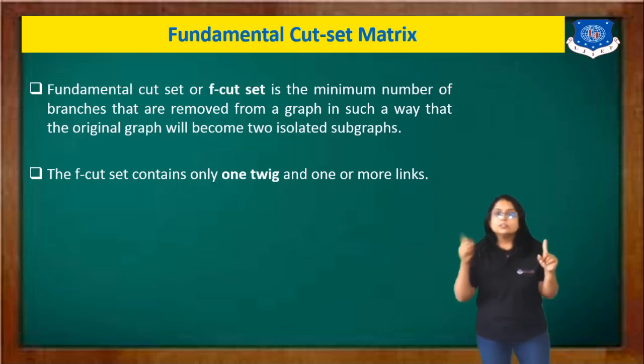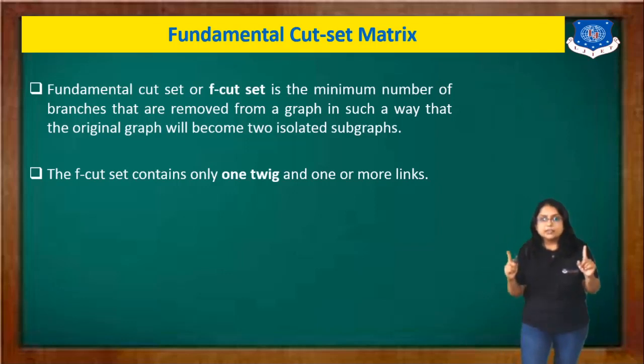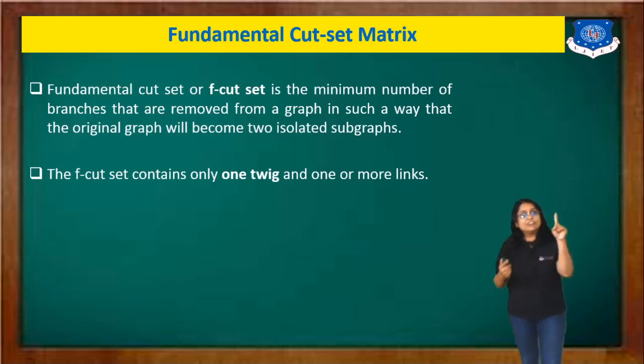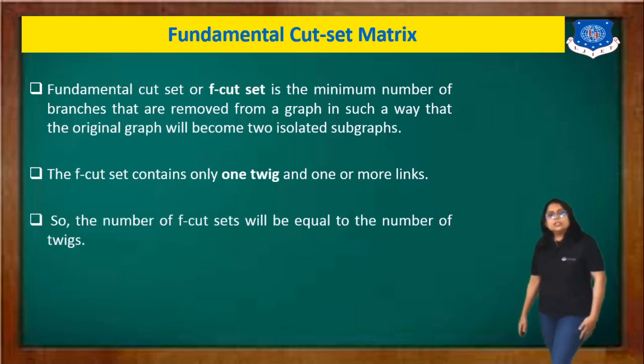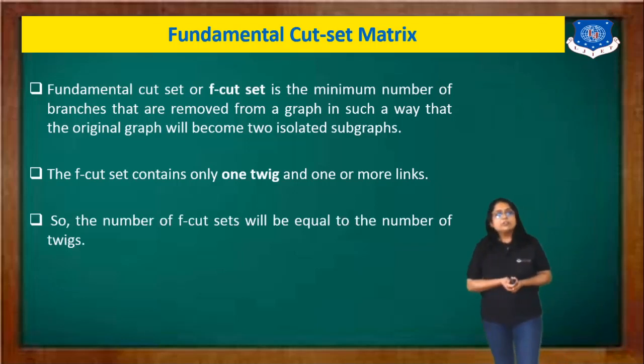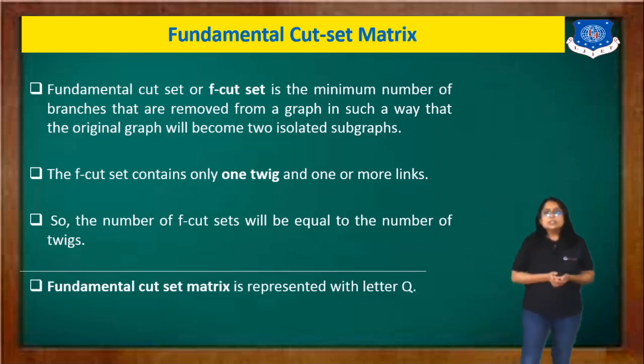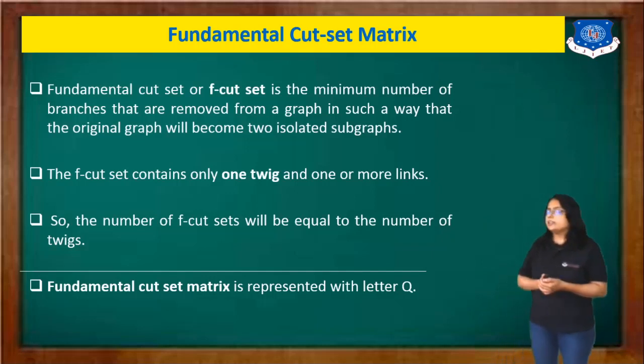What is a twig? The branch of the tree. And what is a link? That is a branch of the co-tree. If you remember, in our tie-set matrix, we can say that it contains only one link, but more than one twig. Here it is completely reverse. That means here we have one twig, but one or more links. So the number of F cut sets will be equal to the number of twigs, and the fundamental cut-set matrix is represented by the letter Q.